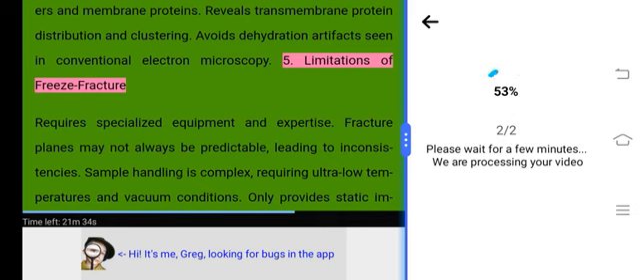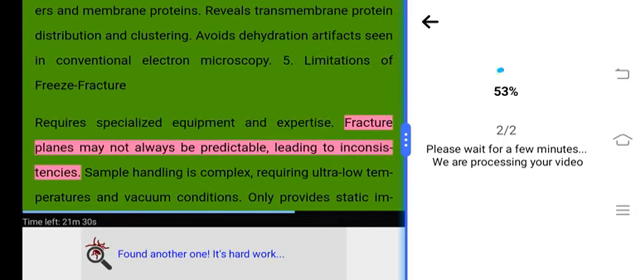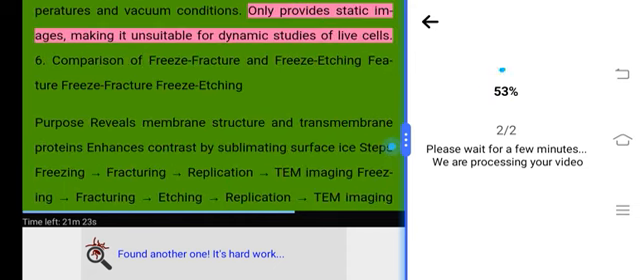5. Limitations of freeze fracture. Requires specialized equipment and expertise. Fracture planes may not always be predictable, leading to inconsistencies. Sample handling is complex, requiring ultra-low temperatures and vacuum conditions. Only provides static images, making it unsuitable for dynamic studies of live cells.